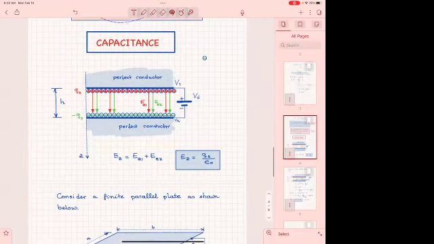Okay, so now we are talking about capacitance. And how are we going to try to go to capacitance? We are going to start with something that we've done in the past.